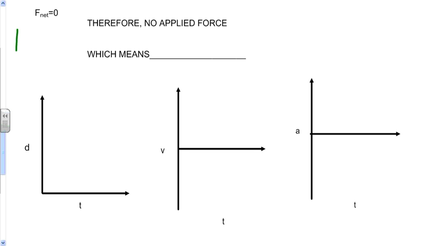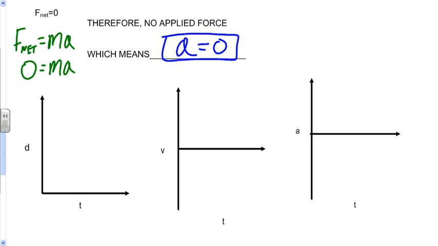Since Fnet, by Newton's second law, equals ma, if Fnet is 0, that means m times a is 0. Well, we're not going to have a mass of 0, so what that means is the acceleration must be 0. So what I'm going to do now is start with my acceleration versus time curves, and go backwards, drawing what the curves should look like if my acceleration is 0.